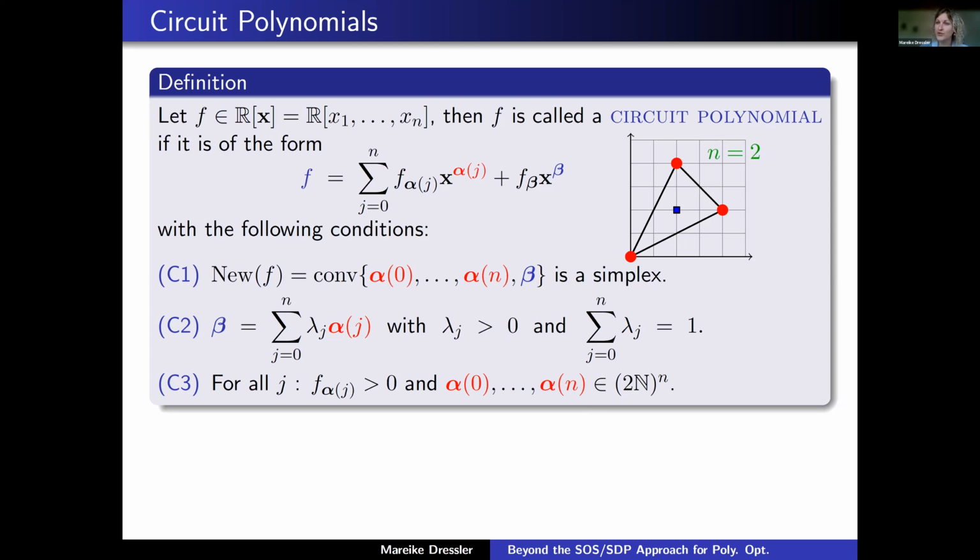A circuit polynomial has n plus 2 terms, and you can think about this extra term here as the potential bad term, because if every alpha j is even and the f alpha j are strictly positive, the only thing that can somehow destroy non-negativity of this polynomial would happen here with this term, right?